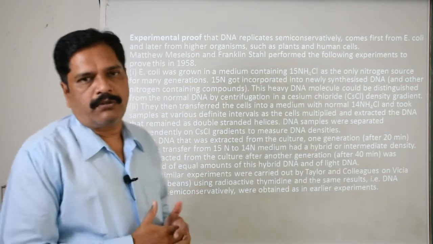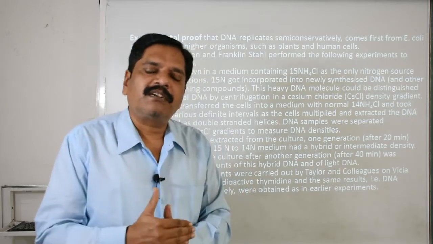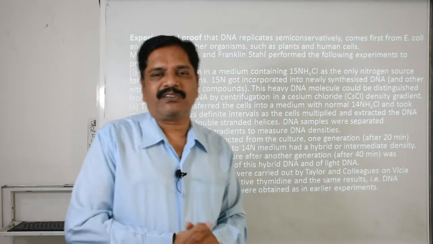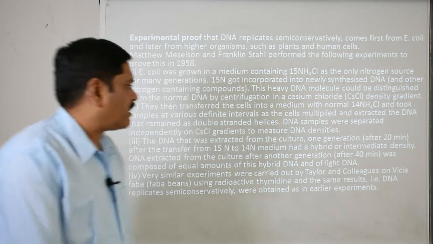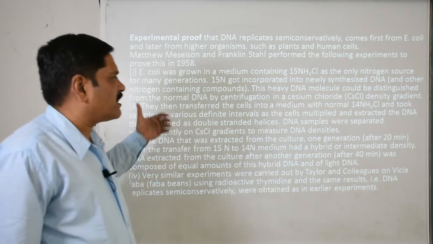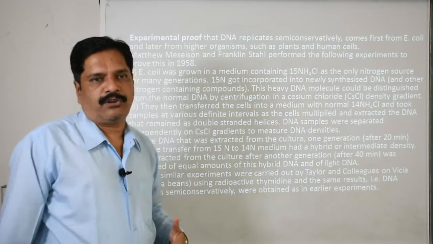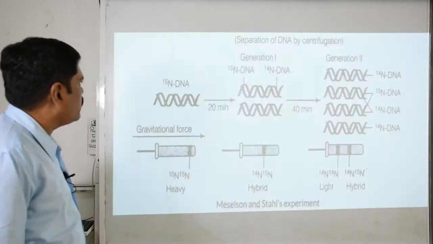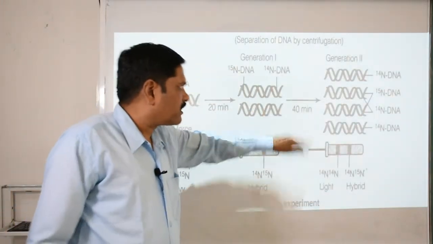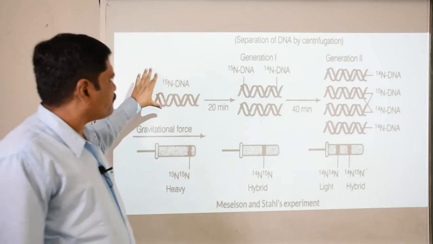So these samples were separated at two intervals: first at 20 minutes, and second at the 40th minute. So this double-stranded structure is taken, and we observe the hybrid DNA molecule. With the help of this presentation we can learn this. So what do you observe?